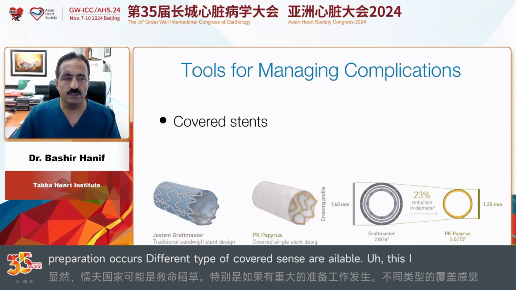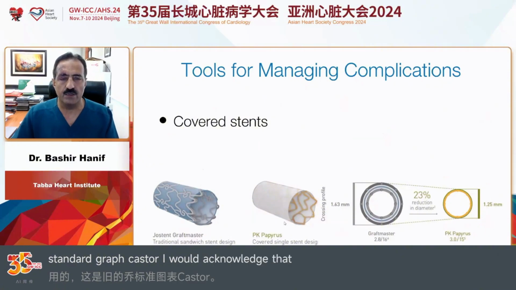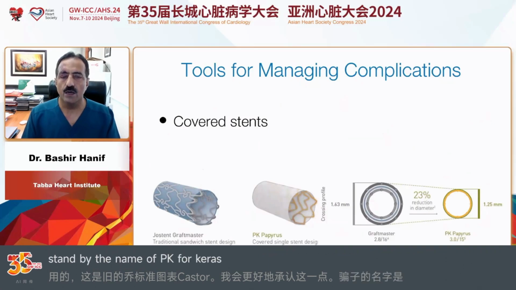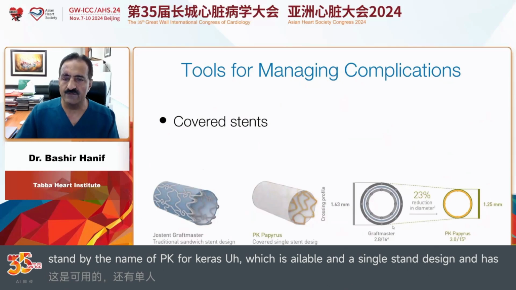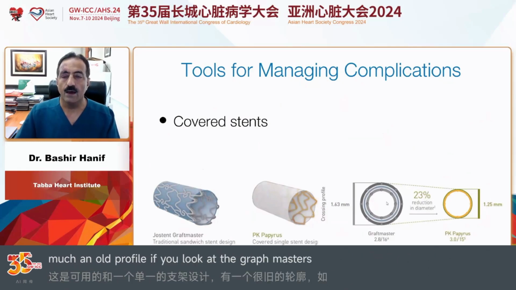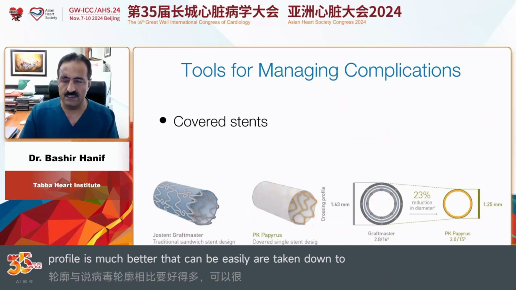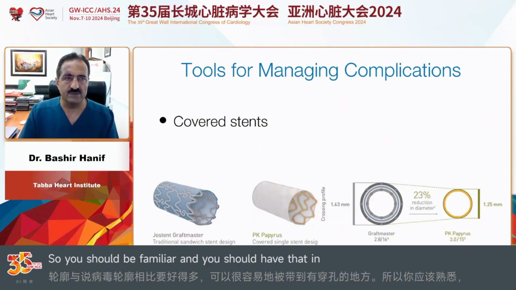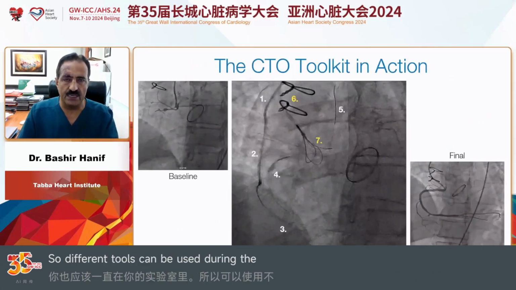This is the old Jostent Graftmaster. However, now there is a much better profile covered stent, the PK Papyrus, which is available, and it is a single stent design with a much lower profile. If you look at the Graftmaster profile versus the PK Papyrus profile, the Papyrus is much better and can be easily taken down to the place where there is a perforation. So you should be familiar with it, and you should have that in your lab all the time.